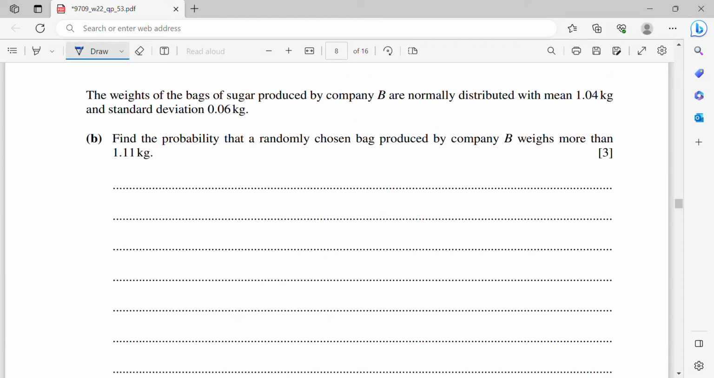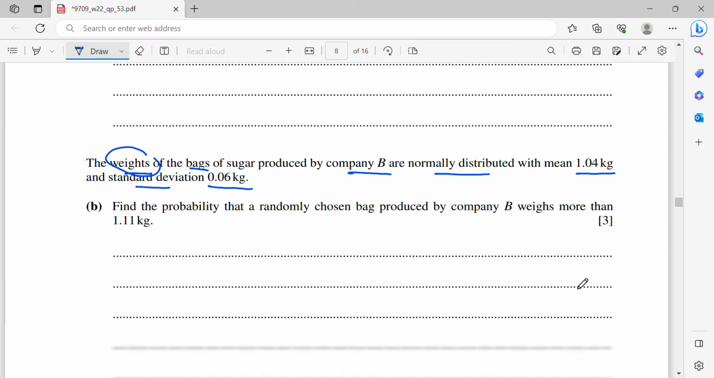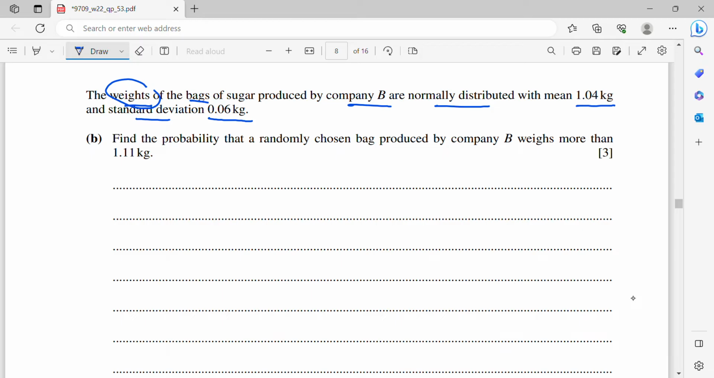Alright, now the weights of the bags of sugar produced by company B are normally distributed with mean 1.04 kilograms and standard deviation 0.06 kilograms. So now it's the weights. Just now was number of bags, right? So I will not use the X anymore because my X is representing number of bags. So now find the probability that a chosen bag produced by company B weighs more than 1.11 kilograms. So now I will write Y to represent the weights of the bags.